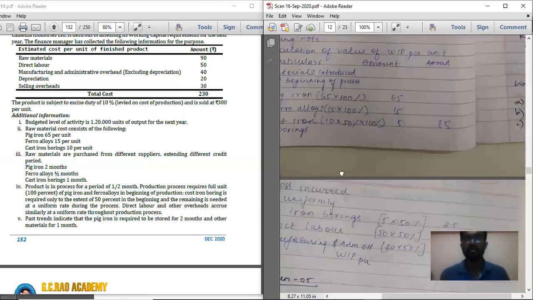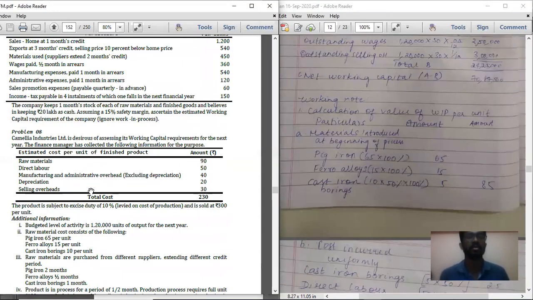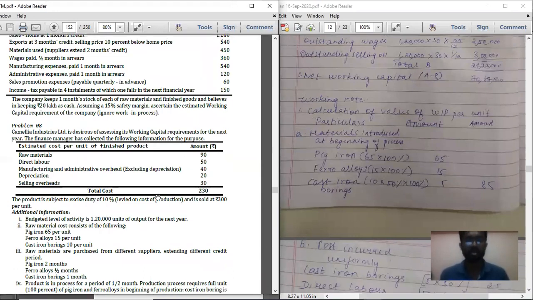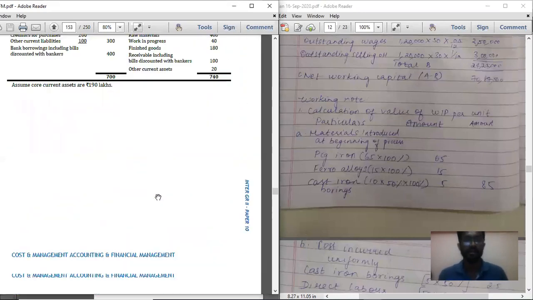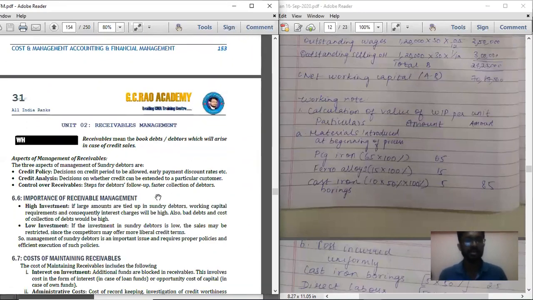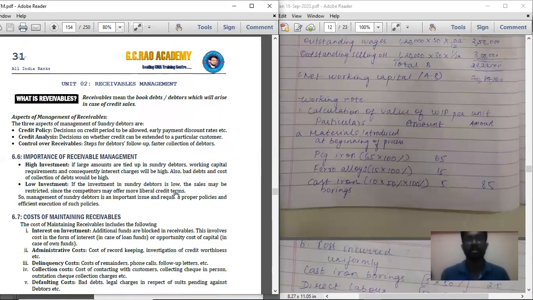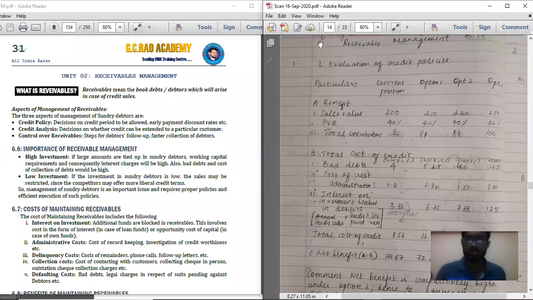With this, we have completed unit number 1, not the chapter. Only one unit we have completed. So we should move on to the next unit in the same chapter, that is receivables management. Okay, now we'll start off with unit number 2, receivables management. In this unit, what we are going to see is how to maintain this receivables management.